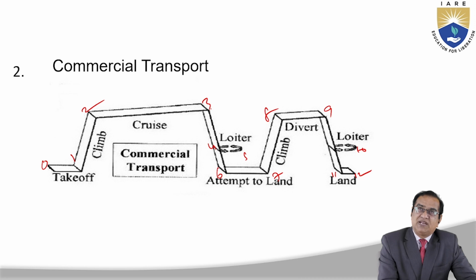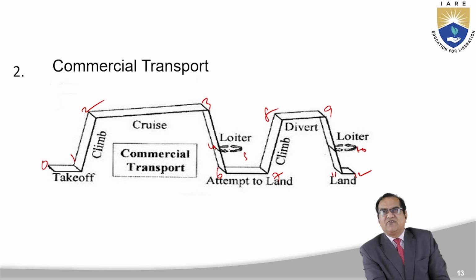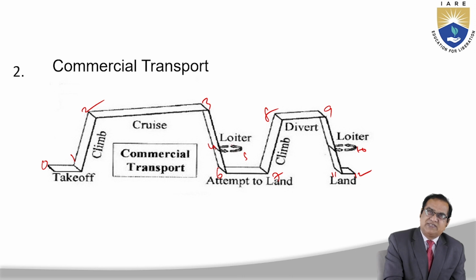From 3, it will start descending up to 4. And if your aircraft is not permitted to land because there is another aircraft on the runway, or they are landing, ATC will ask you to loiter around the airport. It will give some height, and at that height you have to make a few circuits. As and when you are permitted to land, ATC will inform you to land.